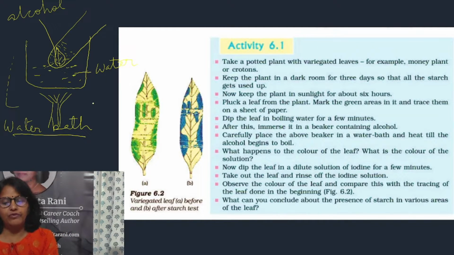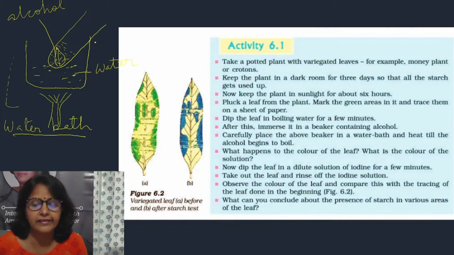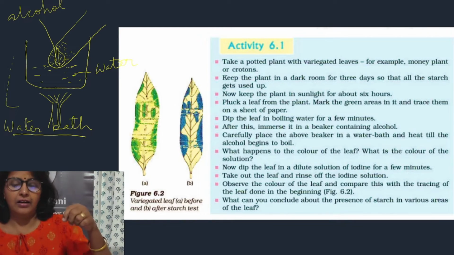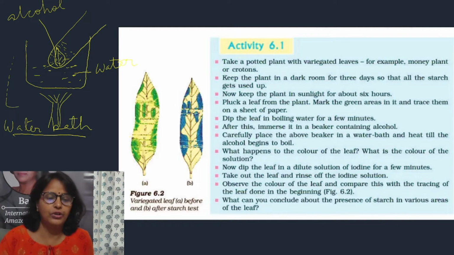Now what we will do? We will take out this leaf and rinse it in running water, so that all the alcohol that is there is removed. Then we will dip the leaf in dilute solution of iodine for a few minutes, and then take out the leaf and rinse off the iodine solution also.